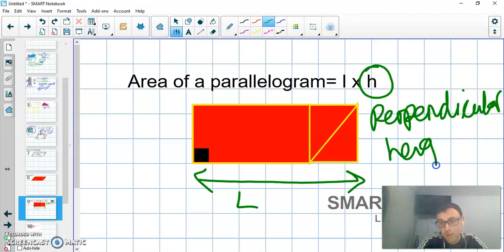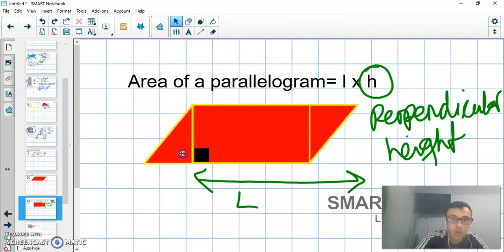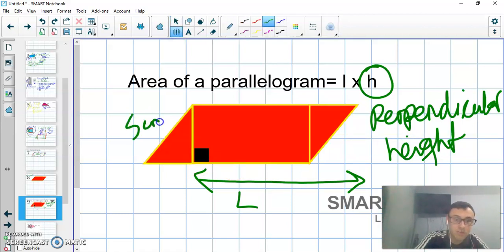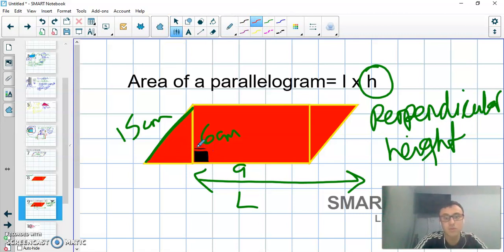Perpendicular height. And I must remember it's my perpendicular height because if I was to put a measurement of say 5 centimeters there, 15 centimeters there, 6 centimeters there, and 9 centimeters here. I'm not going to do 9 times 15 because I don't want the slopey side. I want the perpendicular side, which must meet at this right angle, which is here. Okay, I must do it at the right angle.